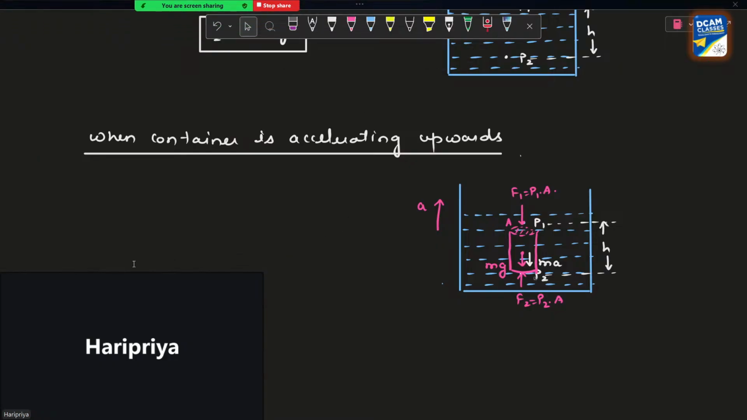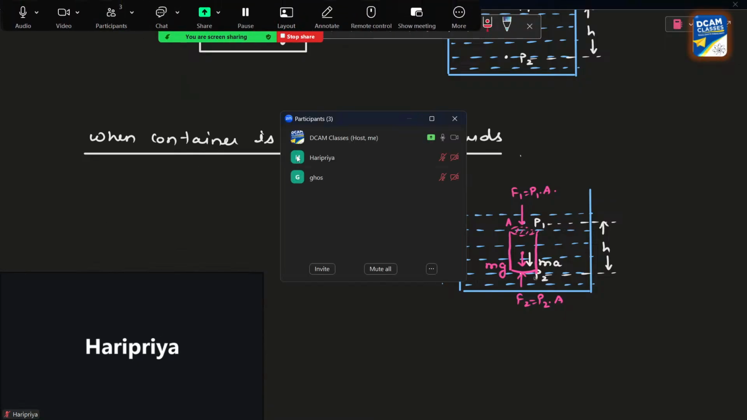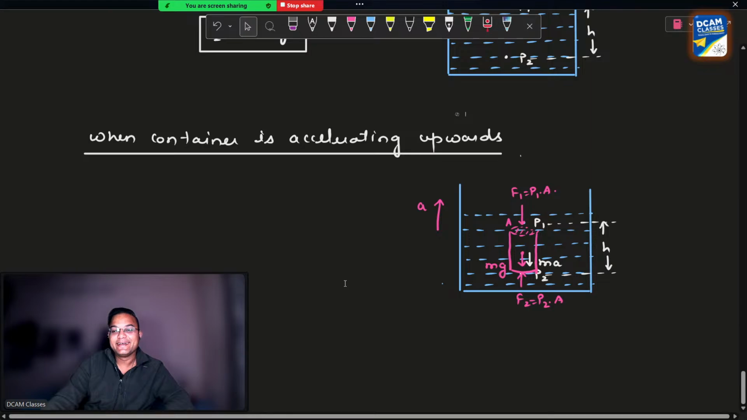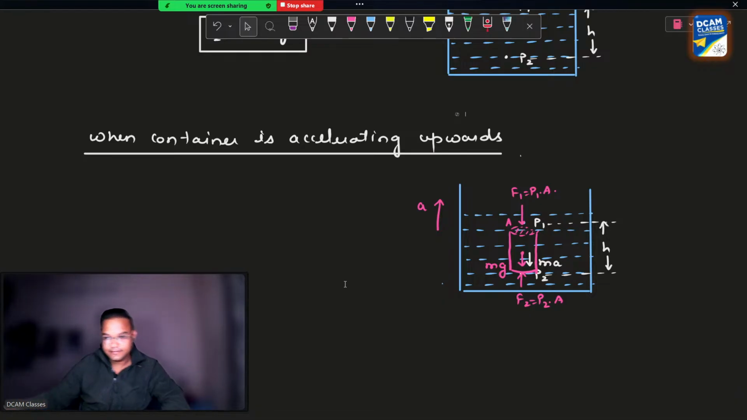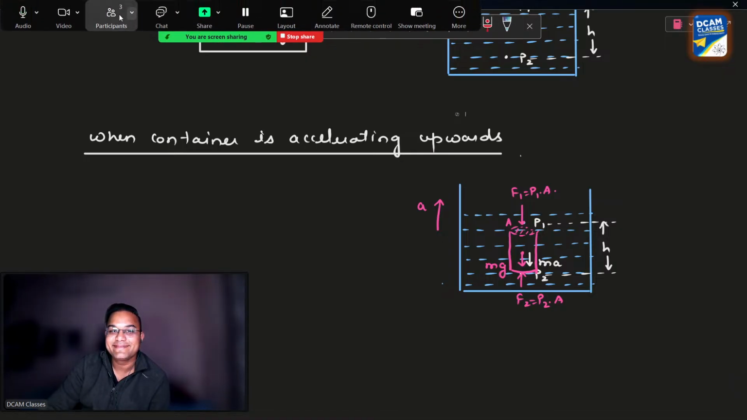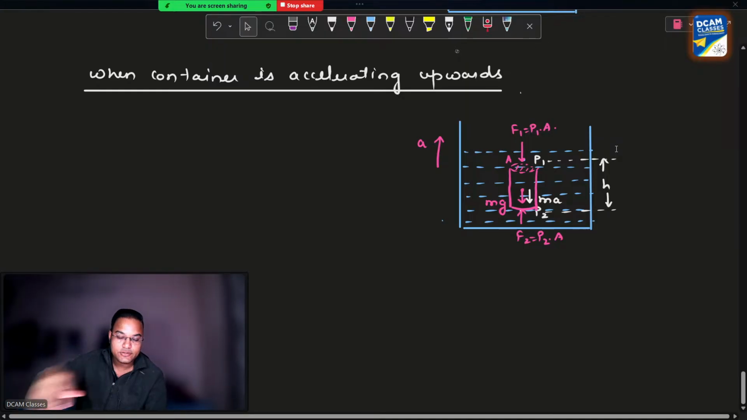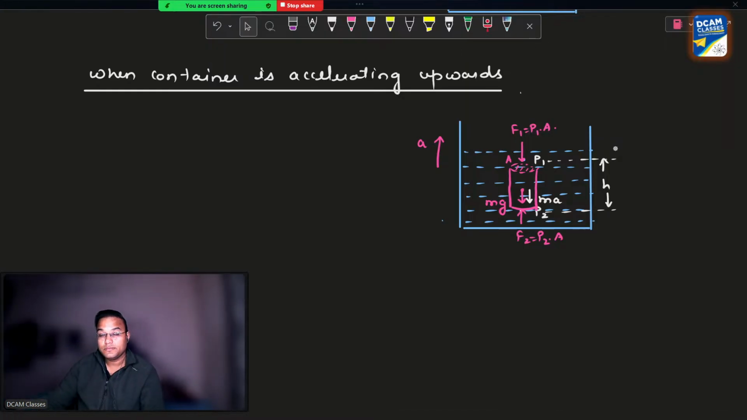Sorry, sir, I got locked out. Ghost has logged in. I know this is Kanishka. Kanishka, you are the ghost. Yes, sir. And then did you see the previous classes? No, sir. I'll send you the link of the classes. Watch it. Two classes were completed. Okay, sir. Fluid mechanics.